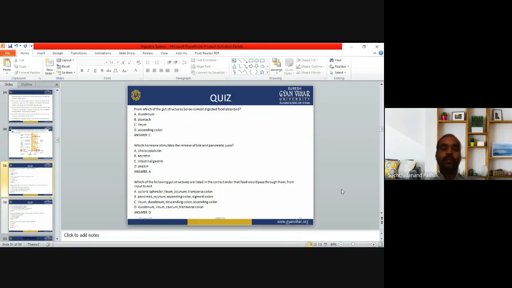C, ileum. Okay, food comes into the ileum, small intestine. Then from the ileum, food can go to the duodenum.